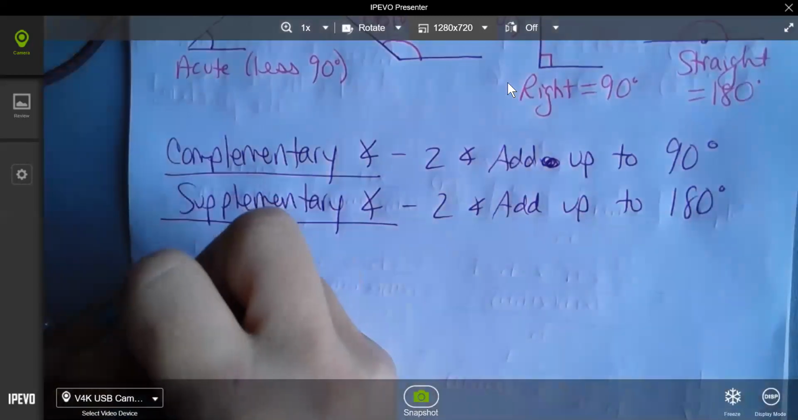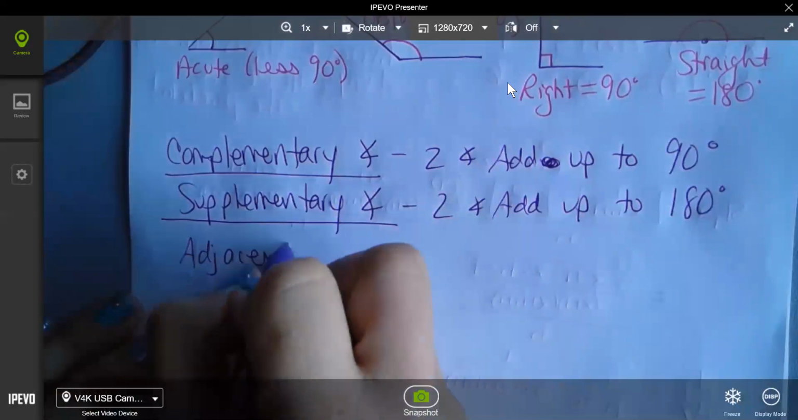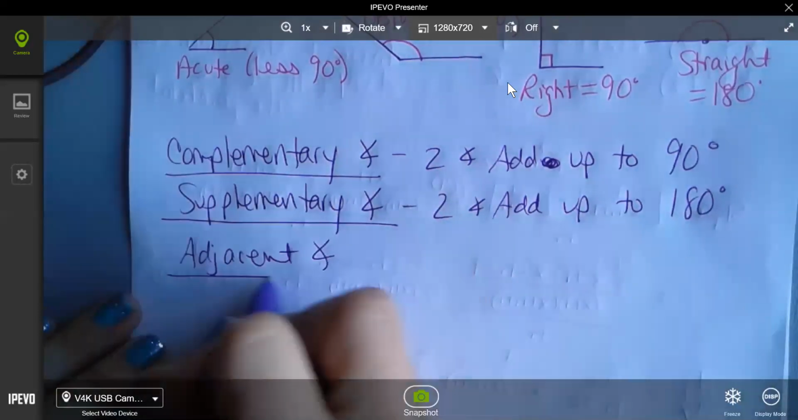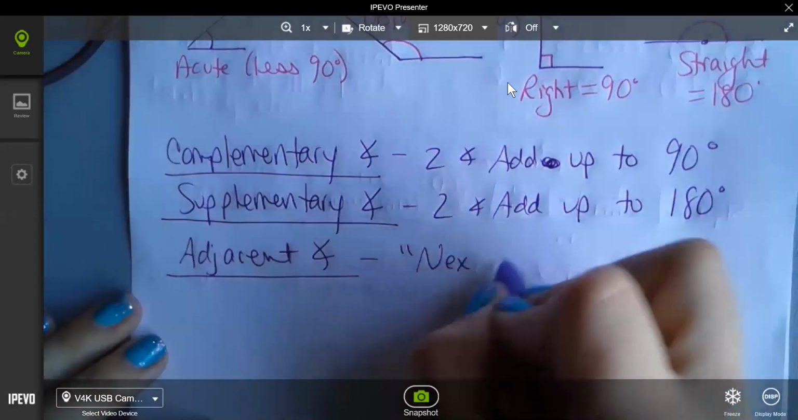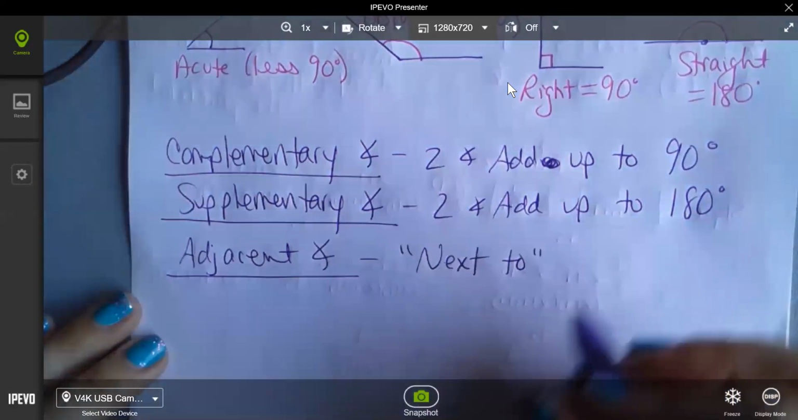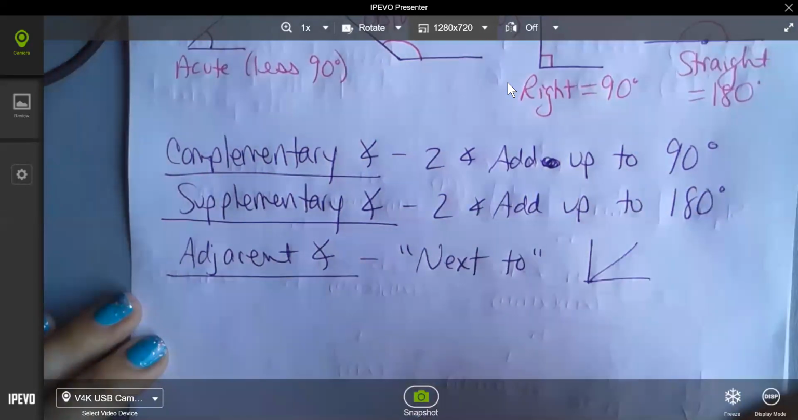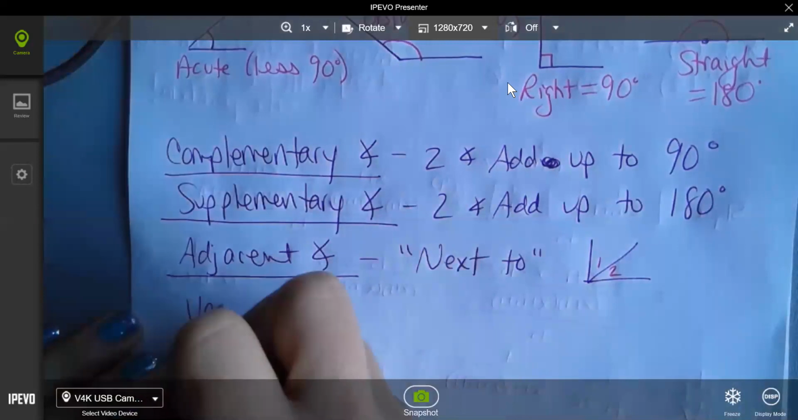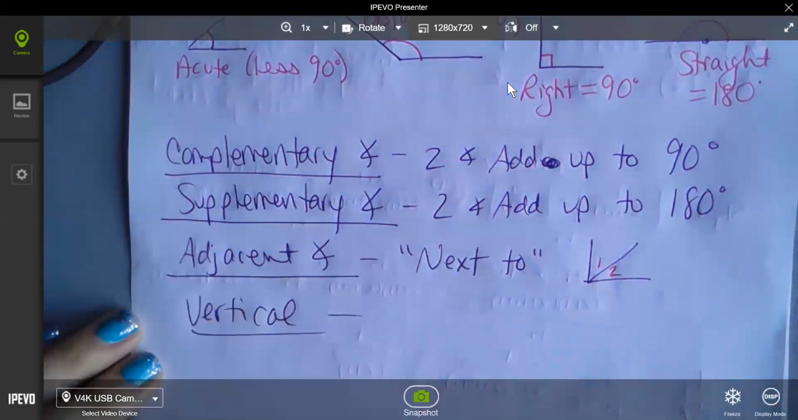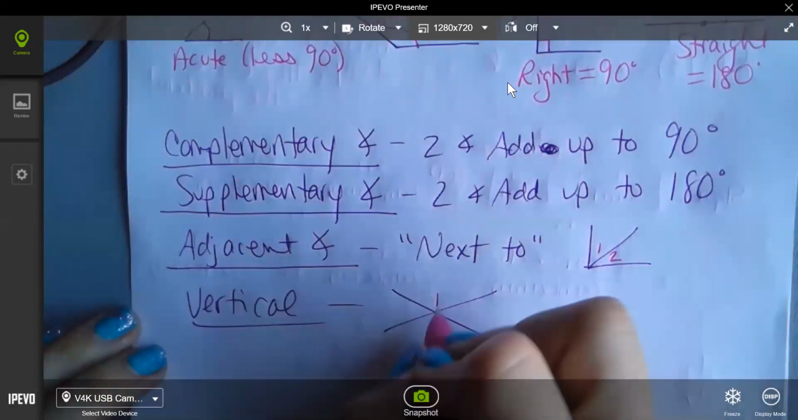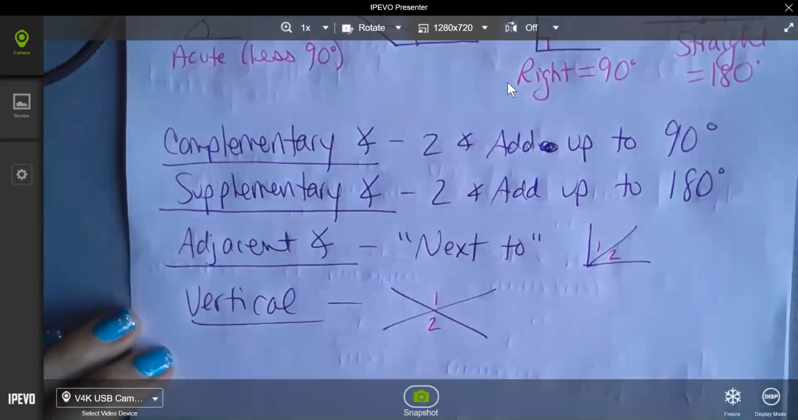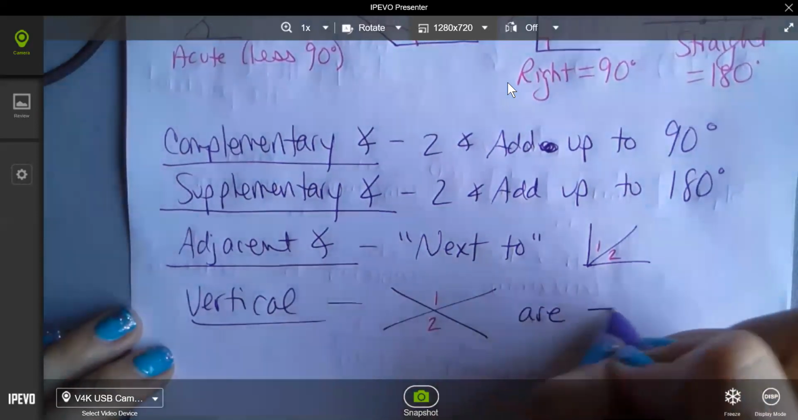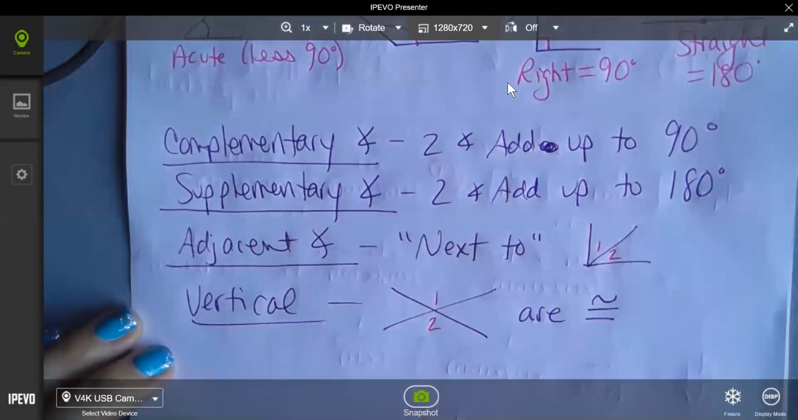We learned what it meant to be adjacent. So adjacent angles are next to each other. For example, angle 1 and angle 2 would be next to each other. We learned vertical angles are in an X and they are opposite of each other, so like 1 and 2. We also learned that vertical angles are congruent. They are equal to each other.